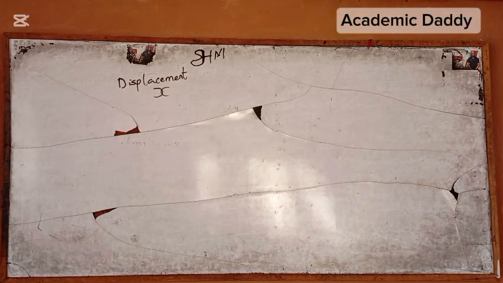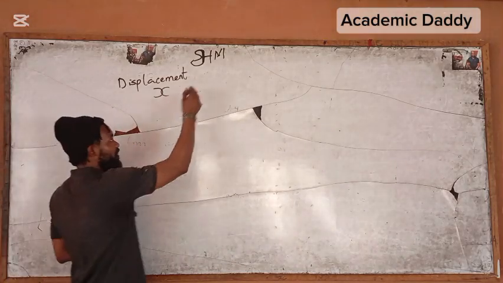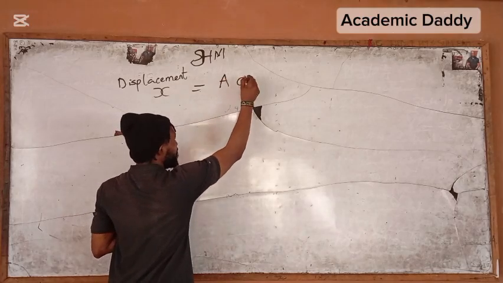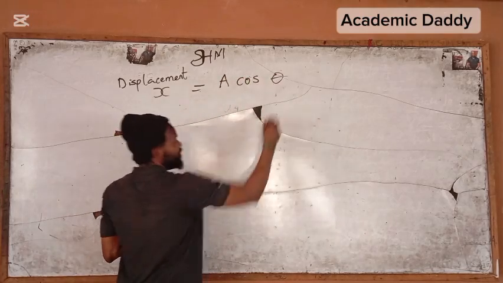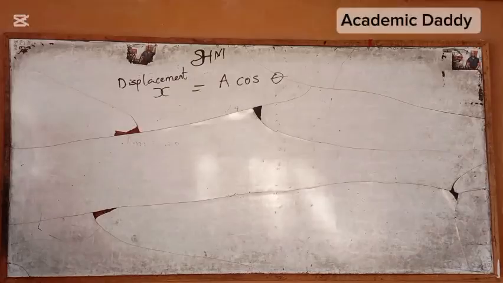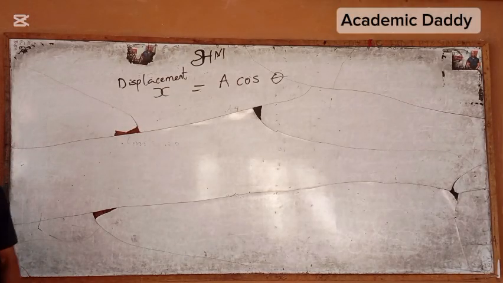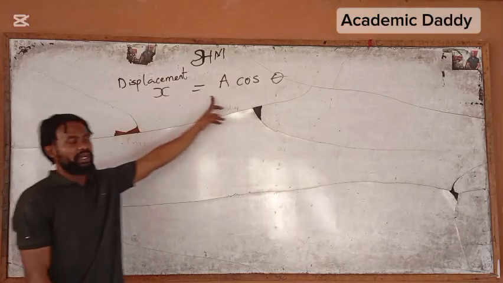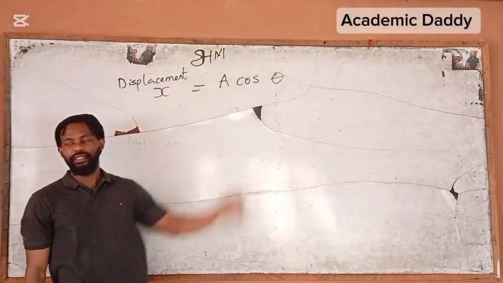So I know that for simple harmonic motion, displacement is given by A cos theta. Very important to note that. And we know that this A here stands for what? Amplitude. Do you remember? Yes.